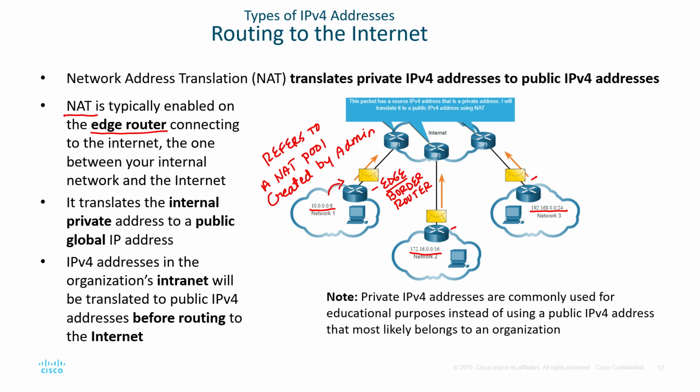You create that pool. Now, every time a private address needs to go out onto the internet, it will grab a public IP address from that pool. Once that conversation is done, that address goes right back into the pool. So you define how many addresses you want to give up. So private addresses are commonly used for educational purposes instead of using a public IP4 address that most likely belongs to another organization.